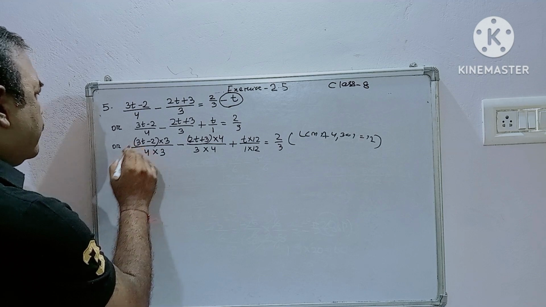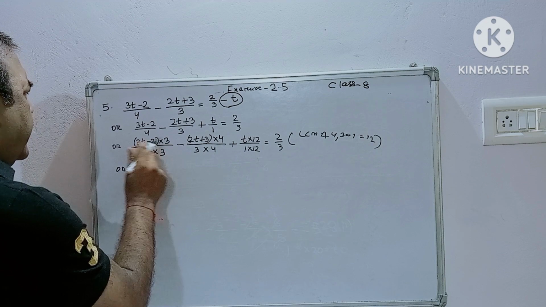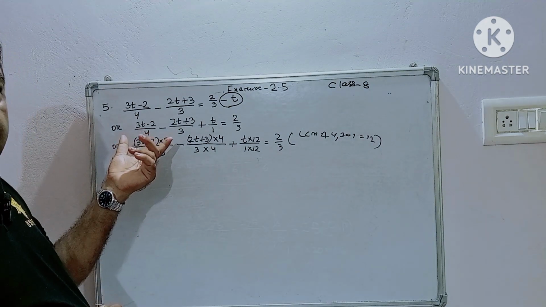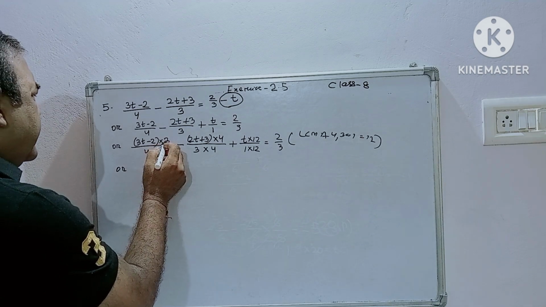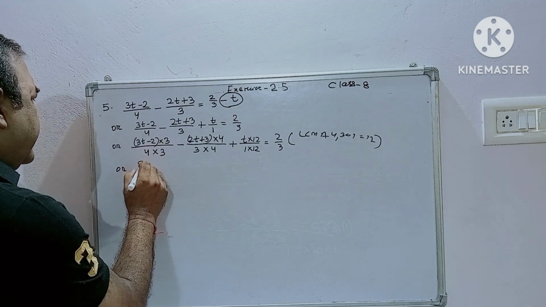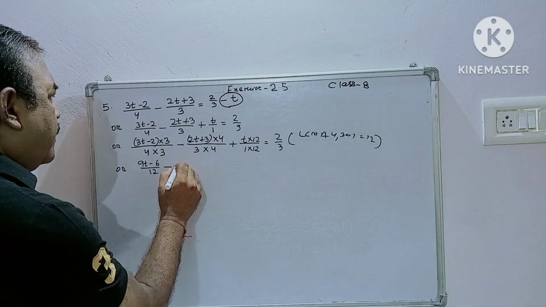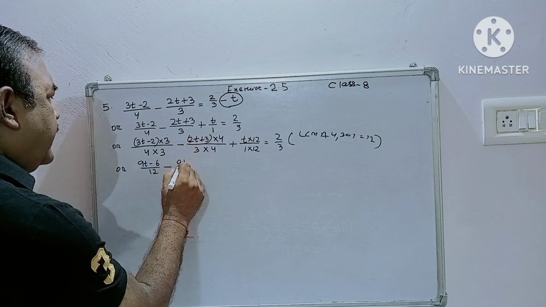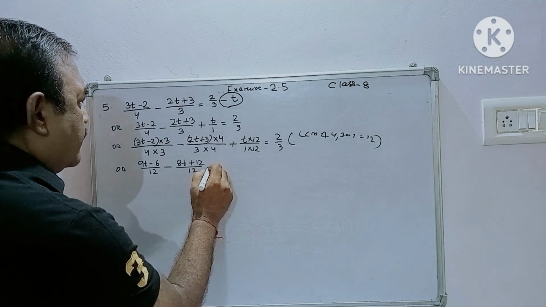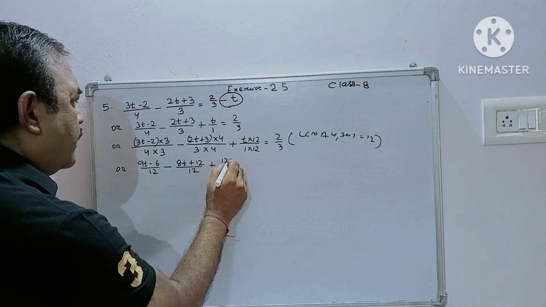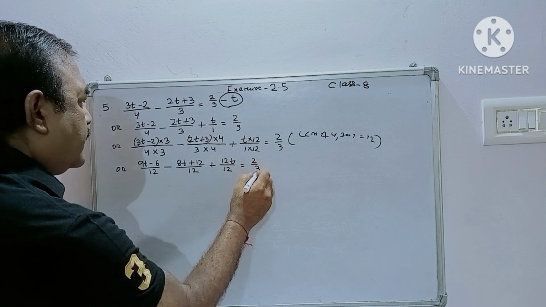You just release the bracket. So a into (b minus c), again the distributive property of multiplication over subtraction. So you open the bracket here. So 3 into 3t, that is 9t minus 6 divided by 12, minus 4 into 2t, that is 8t plus 12 divided by 12, plus 12t divided by 12, that is equal to 2 upon 3.